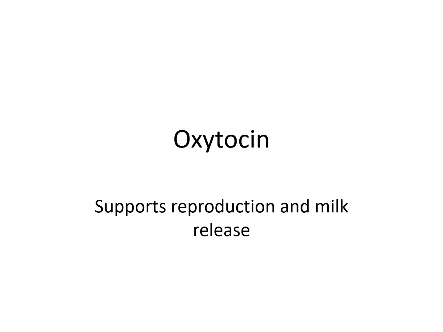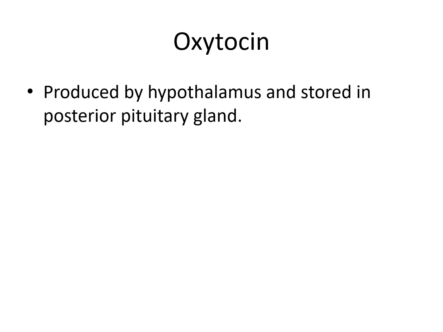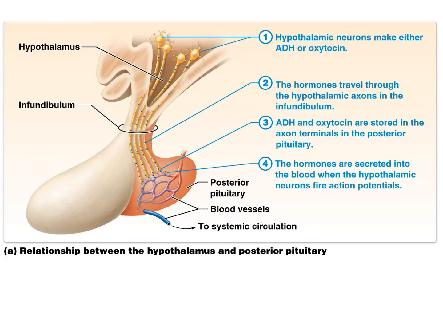The other hormone is oxytocin. And oxytocin you've heard of from SCB 203. One of its functions is to support reproduction and milk release. Okay, and again, it's produced by the hypothalamus and stored in the posterior pituitary gland. Okay, similarly to that of antidiuretic hormone.